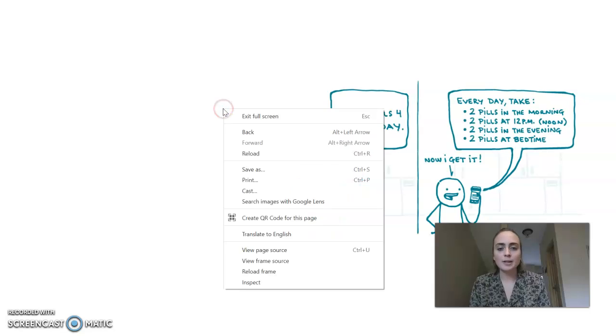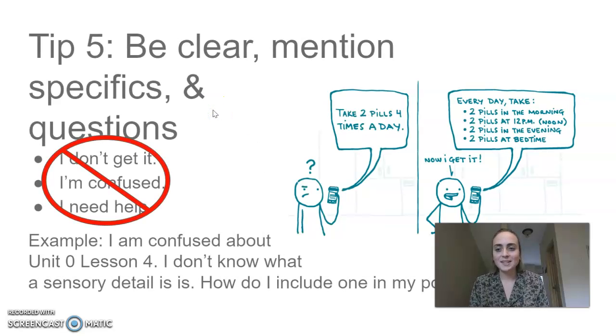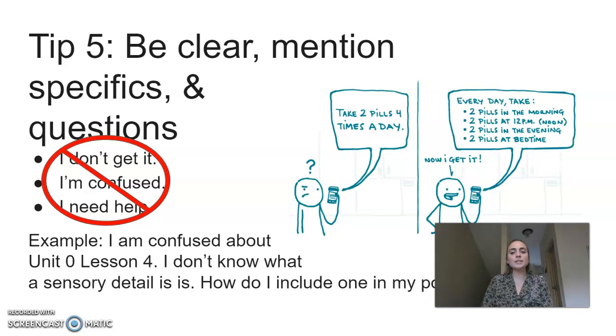Okay, tip number 5 is be clear, mention specifics, and ask specific questions. So if you say in your email, I don't get it, or I'm confused, or I need help, that isn't specific at all, and I won't know how to help you or how to respond. So an example of being specific is saying, I'm confused about Unit 0, Lesson 4. I don't know what a sensory detail is. How do I include one in my poem? So this helps me know exactly what lesson you're working on, and then you ask a very specific question, right? So tell me what you're struggling with, and then I can know how to help you.